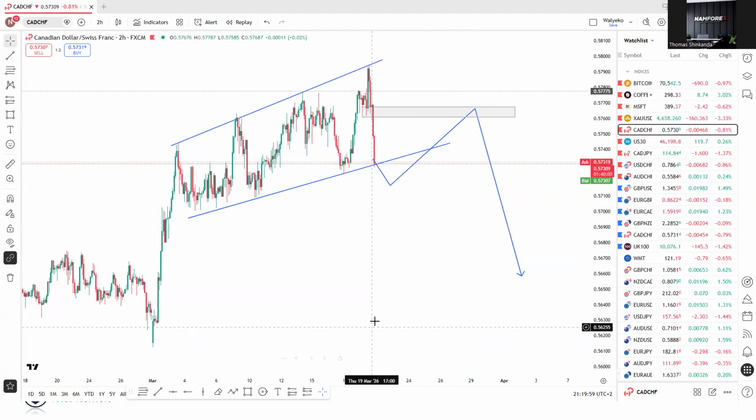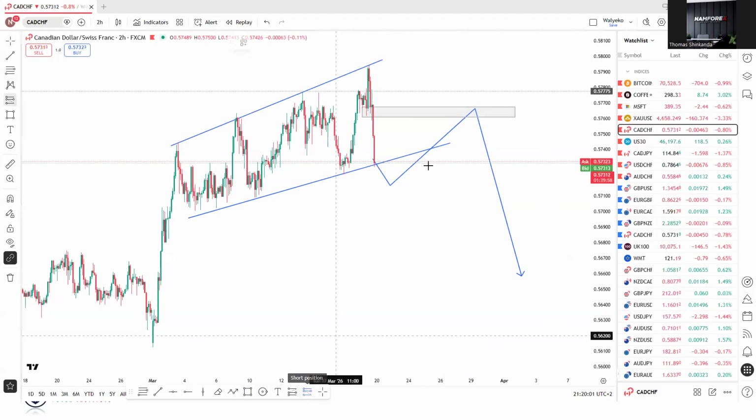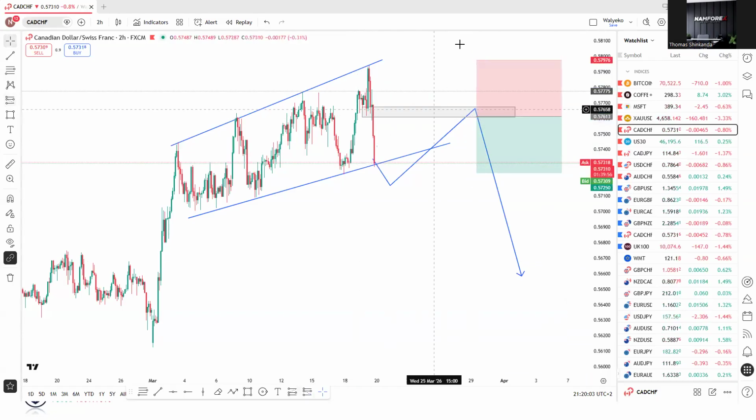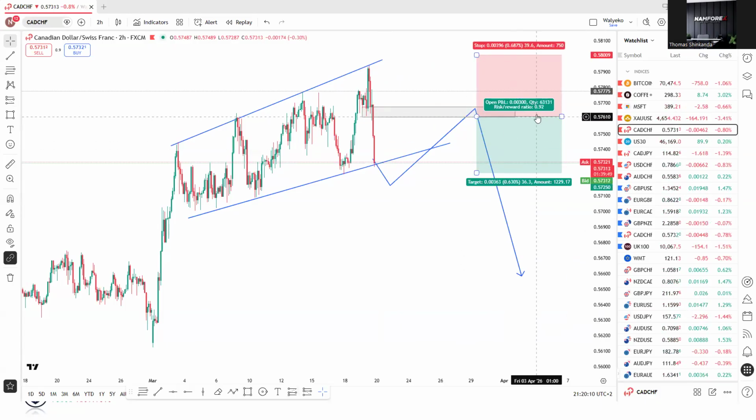Then we're gonna sell in this area, setting our stop loss there. Our take profit will be 1 to 2. I'm going to teach you how to use TradingView, whereby it shows you the risk to reward ratio. It automatically calculates the risk to reward ratio.